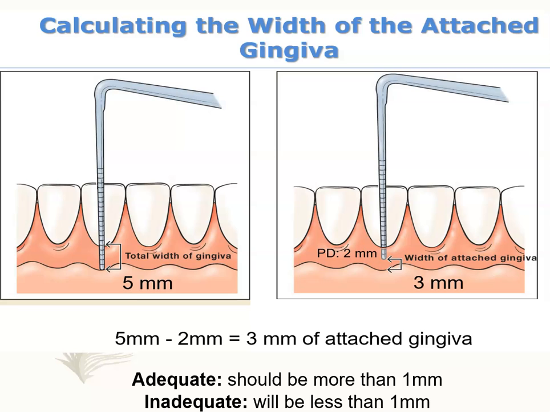That means there's 3 millimeters of attached gingiva left, and that's actually good. I'm just going to draw this a little bit better for you so that we can see. When you have more than 1 millimeter of attached gingiva left, that's adequate. But when you have less than 1 millimeter of attached gingiva, very little or almost none, then that's an area of concern because they're more prone to recession. They're more prone to even losing that tooth, in this case.